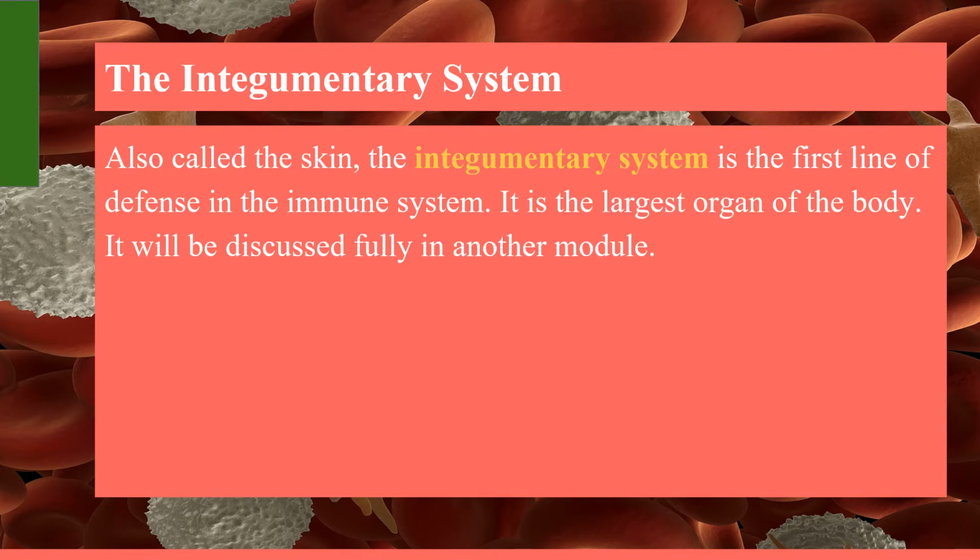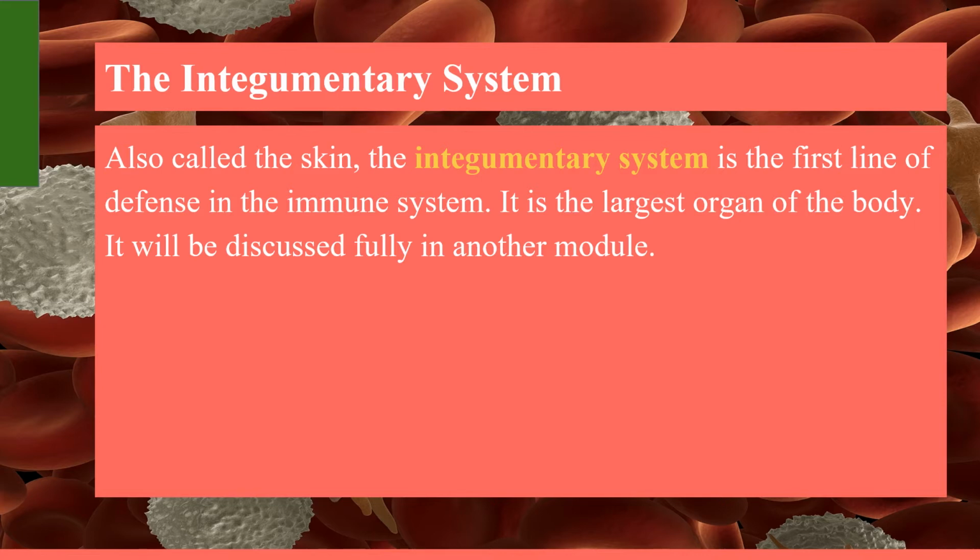The immune system includes the skin, also called the integumentary system. The skin is the first line of defense in the immune system. When you think of the integumentary system, think about how the skin protects the integrity of the body. Skin is the body's largest organ, and it is fairly complex, so we will discuss skin further in another module.